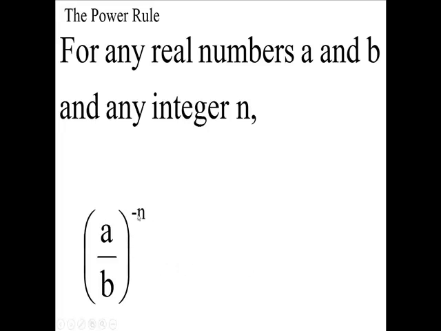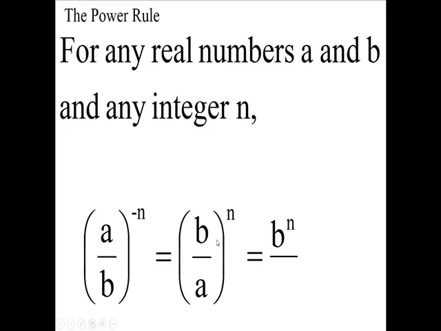Now if it's minus, the minus says use the reciprocal of that, doesn't it? So the reciprocal of a over b is b over a, okay, and now the n applies to the b and the n applies to the a. So when you have a negative exponent, you're going to use the reciprocal.